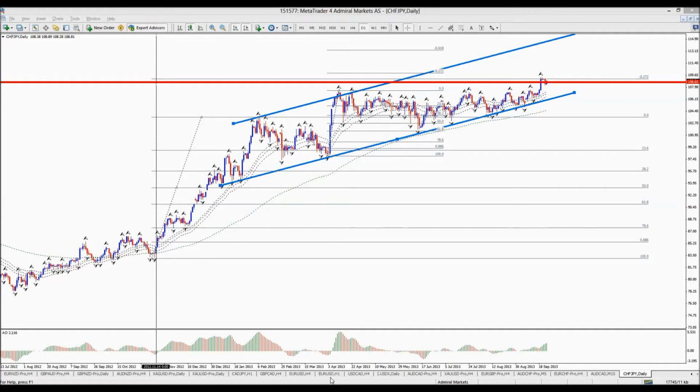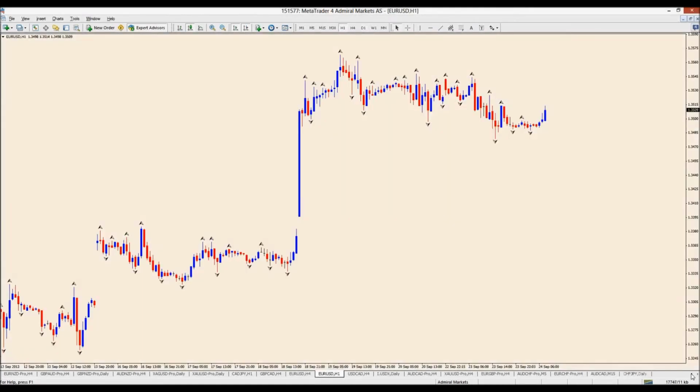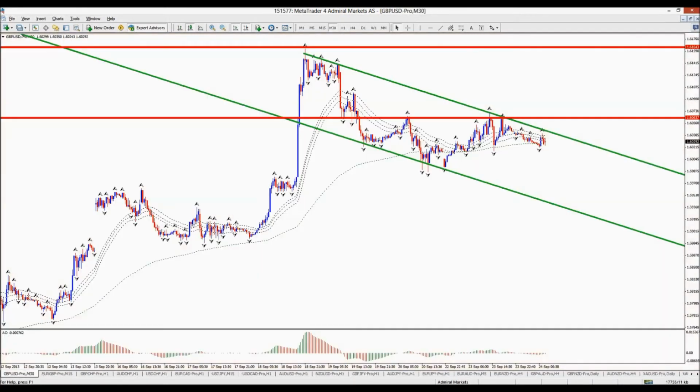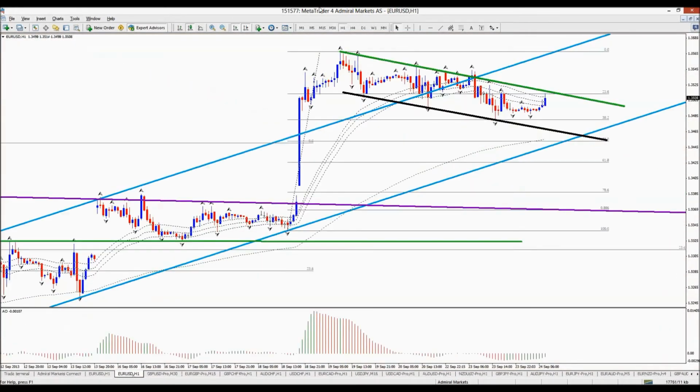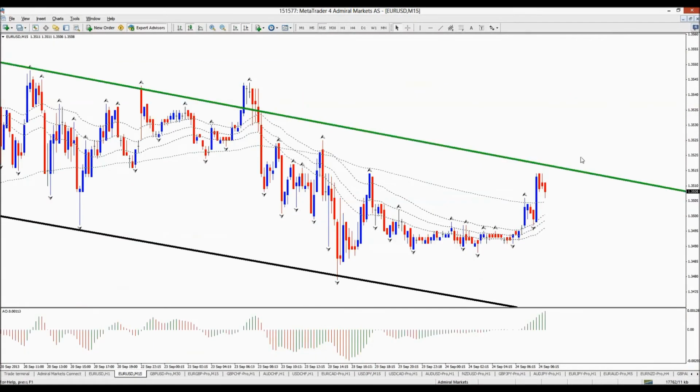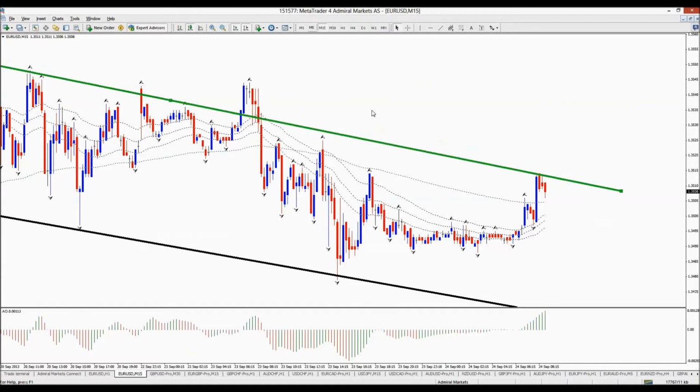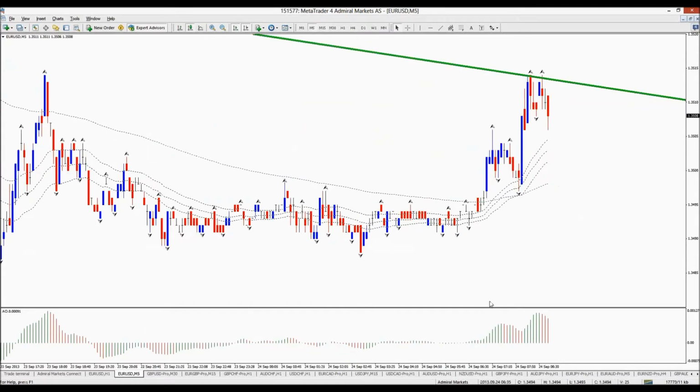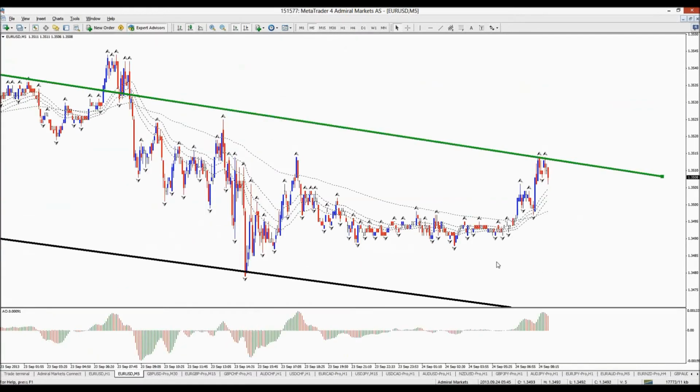Let us take a look at that euro. What happened with the euro? Nothing much. Hanging at the top of that bull flag, in fact. So a break of that level would be interesting for me.